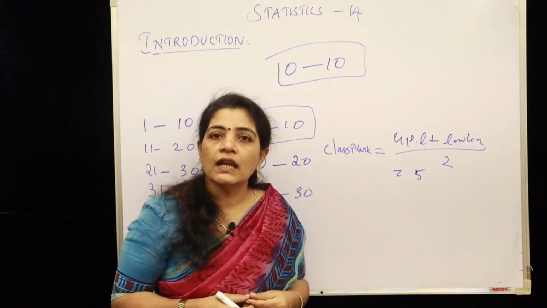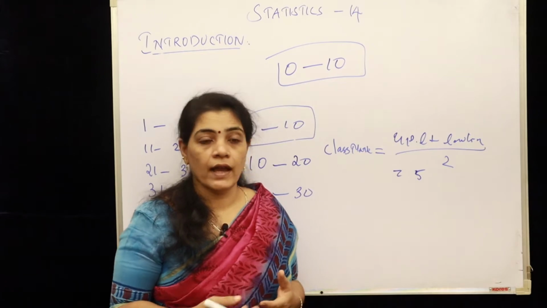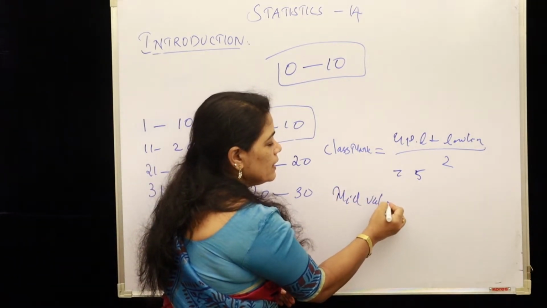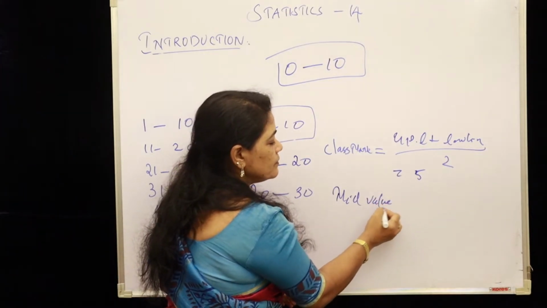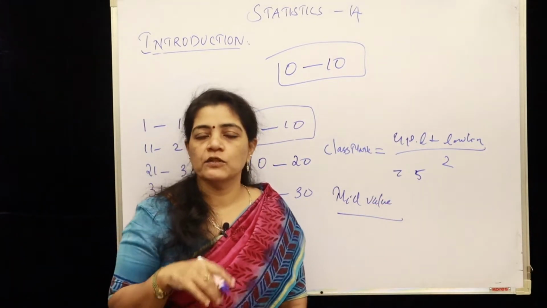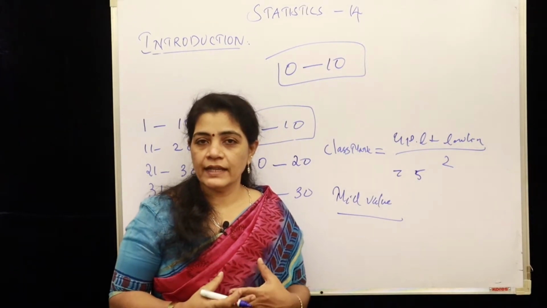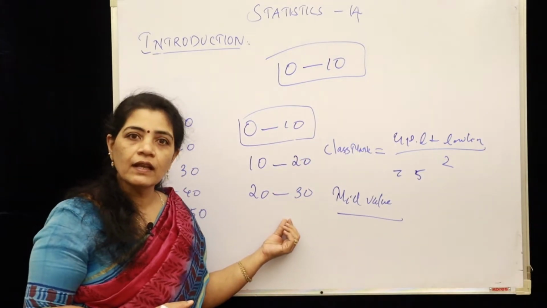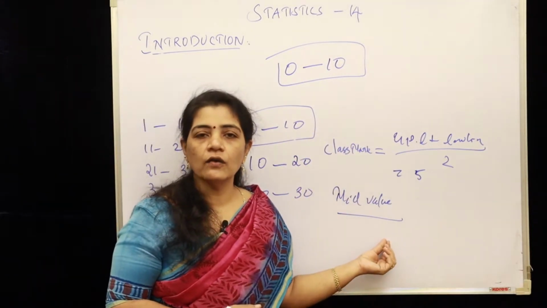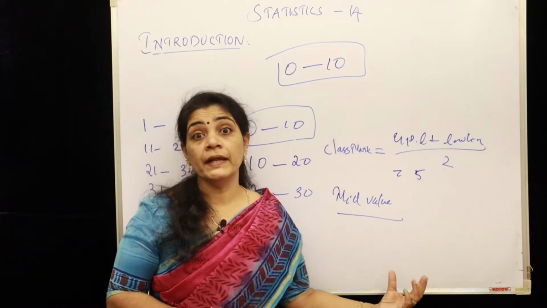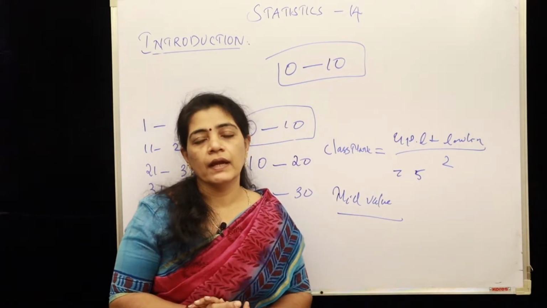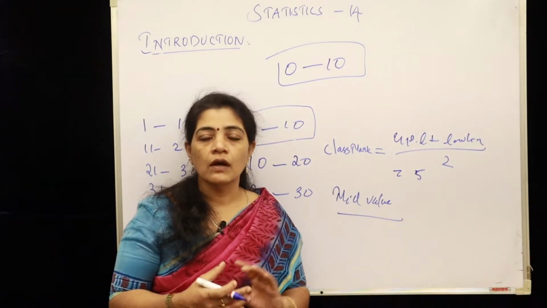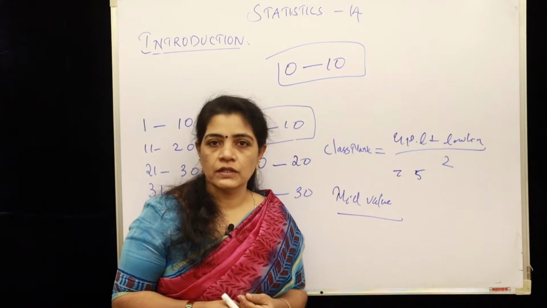So find out class mark or mid value by adding upper limit plus lower limit by 2. So you will get another column, that means you have class interval, then frequency definitely you will have, then find out the mid value. Then only we can apply the formula in order to get different values, according to the question.